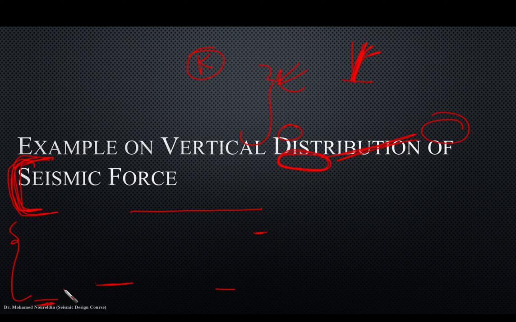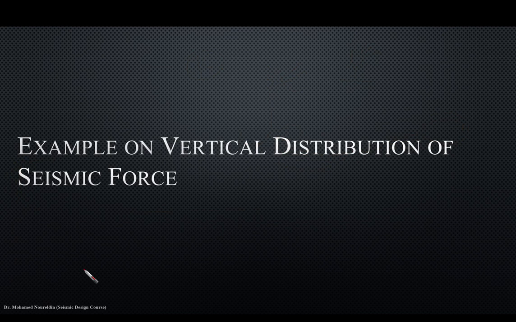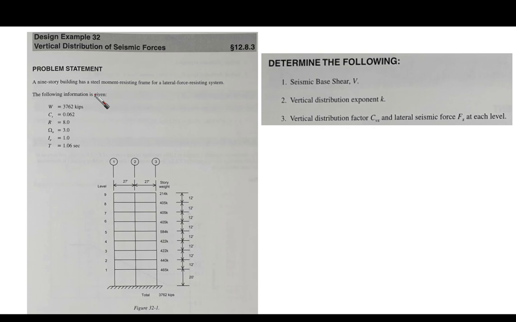Okay, now let's have an example to wrap up our video. This is the vertical distribution example, the same example from the Seismic Design Manual. We have a 9-story building with a steel moment resisting frame as the lateral resisting system. It is 9 stories, with spans of 27 feet. The weight of each floor is given here, and the heights for all floors are given. The total weight is given, Cs is given as 0.062, R is 8, omega over strength is 3, importance factor is 1, and T, the approximate natural period, is 1.06.